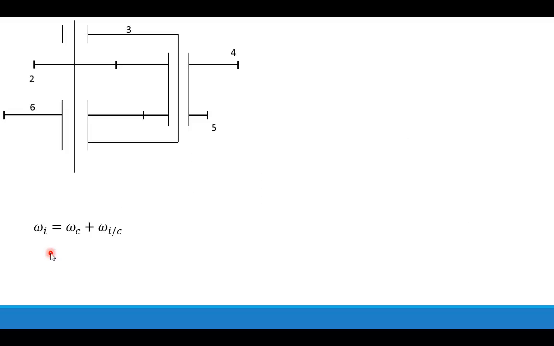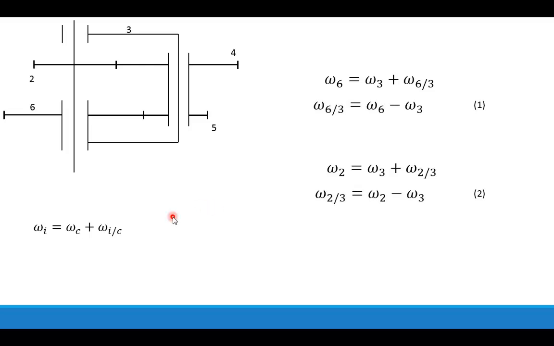Using the kinematics relationship, we can start substituting the angular velocity for gear 6 and the angular velocity for gear 2. Both of these are knowns. Thus, we can get an expression for the relative angular velocities with respect to gear 3. We could call these equations 1 and 2.